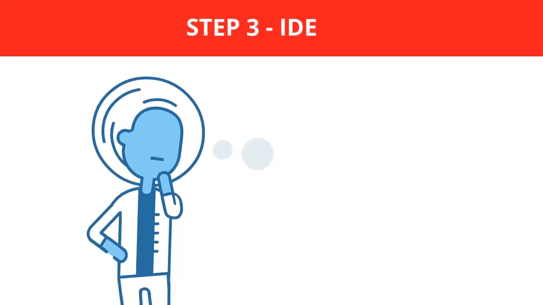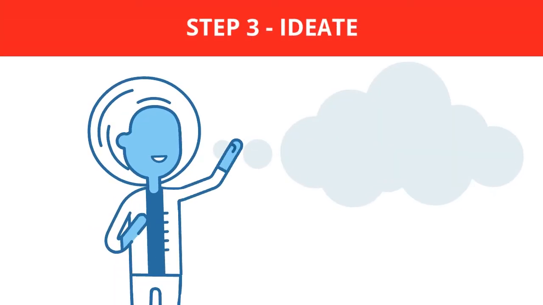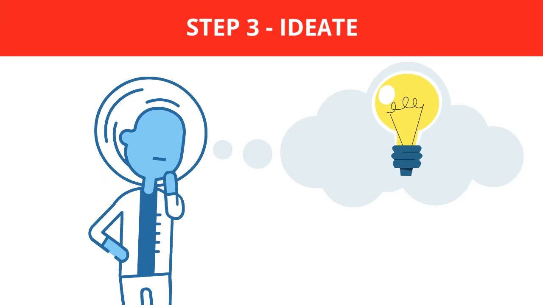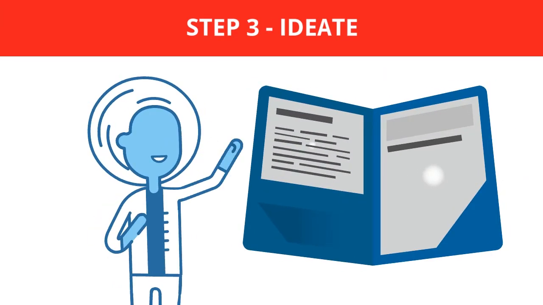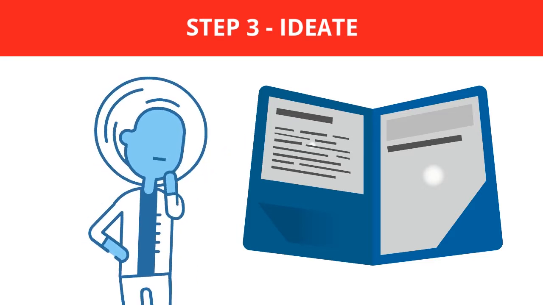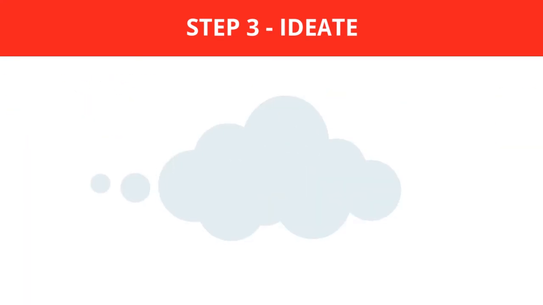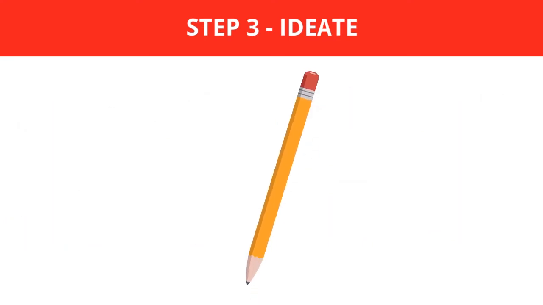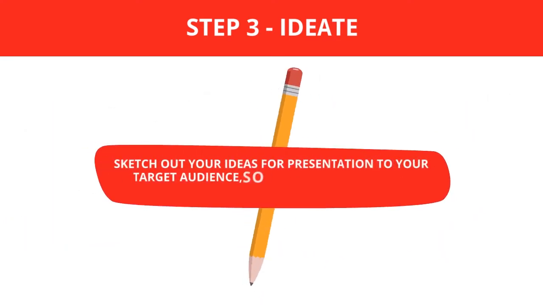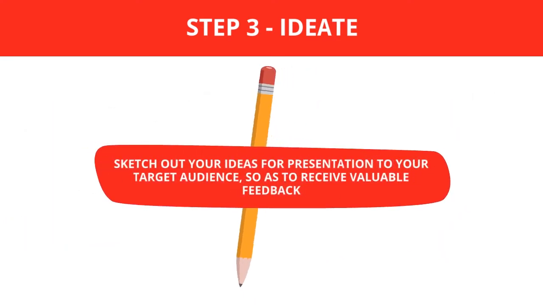Step 3. Ideate. Now that we have more clarity on the problem of the customer, we turn our attention to the problem statement and brainstorm ideas that solve those specific problems. The point of this step in the exercise is not to come up with a perfectly formulated solution yet, but rather to gather as many diverse ideas as possible. Once you have gathered your ideas, sketch these ideas so that you can present them to your target audience to get feedback on the various concepts.